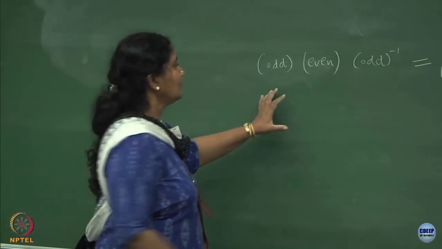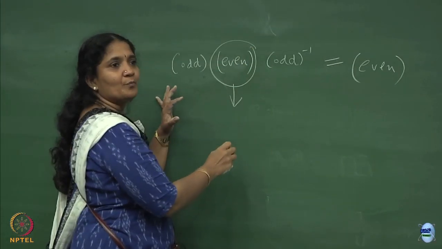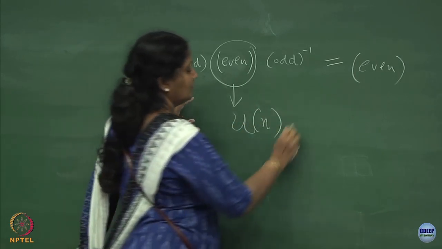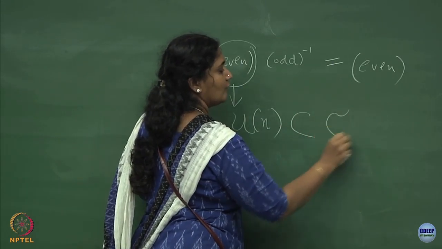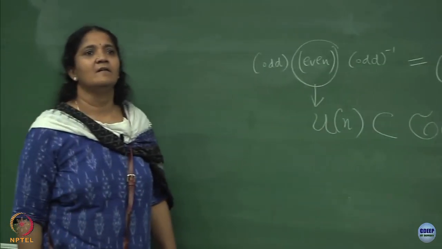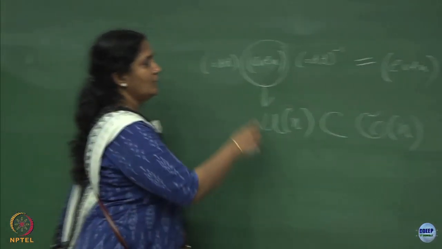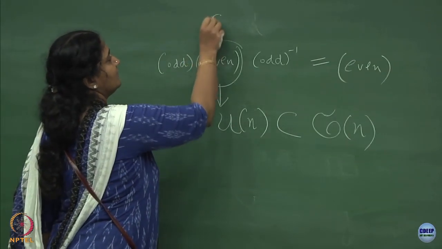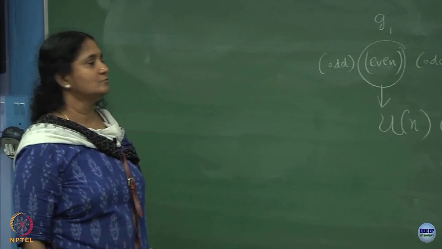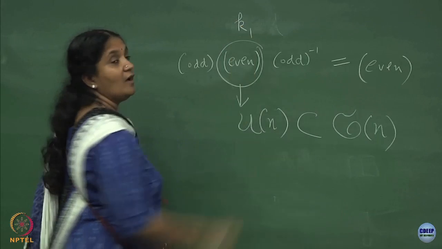What is this property? So, suppose these elements all belong to a subgroup, which I call the alternating group, which is a subgroup of my symmetric group of degree n. If they are all elements belonging to, okay, so let me call these elements, let us say, G1s, okay, or let me call it K1.